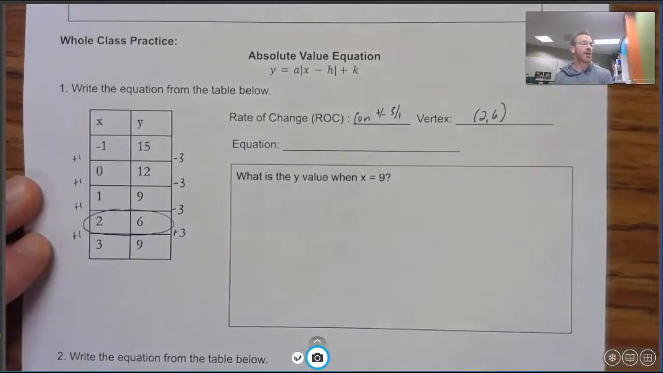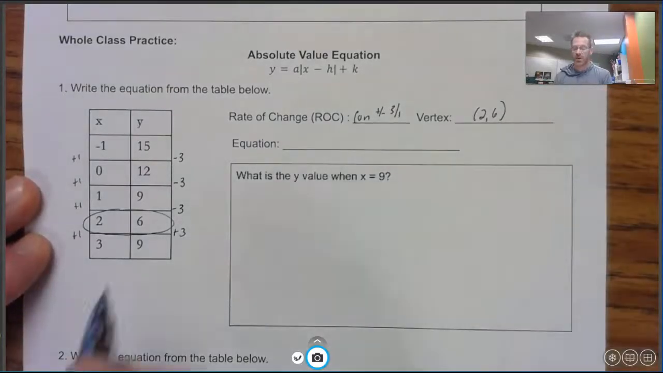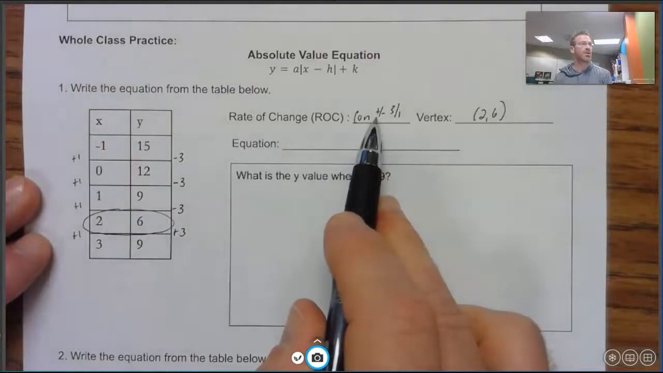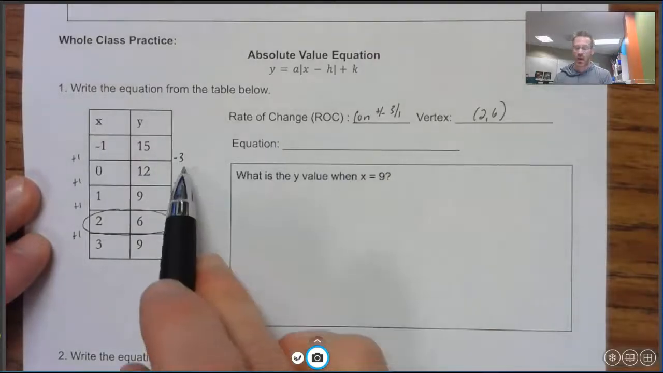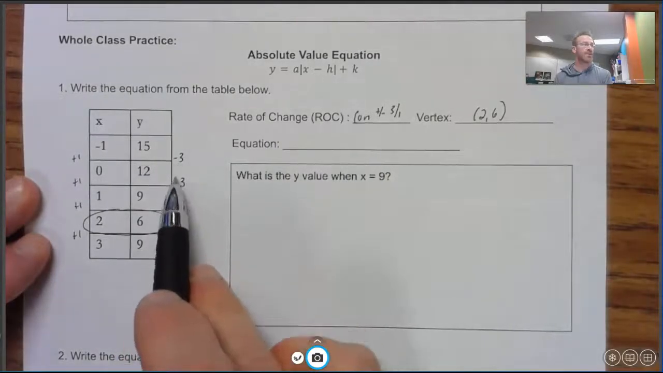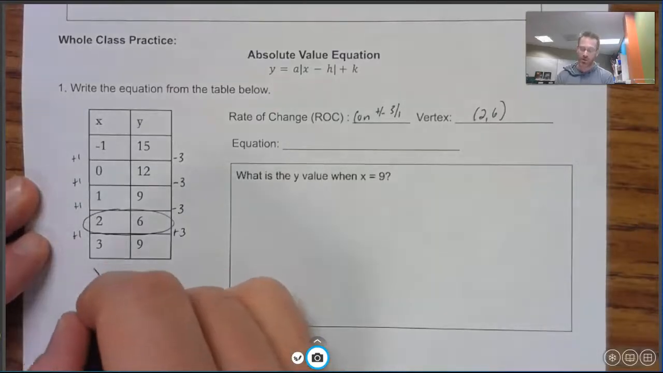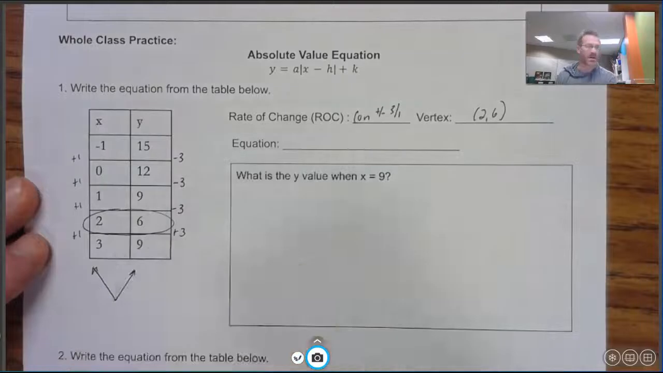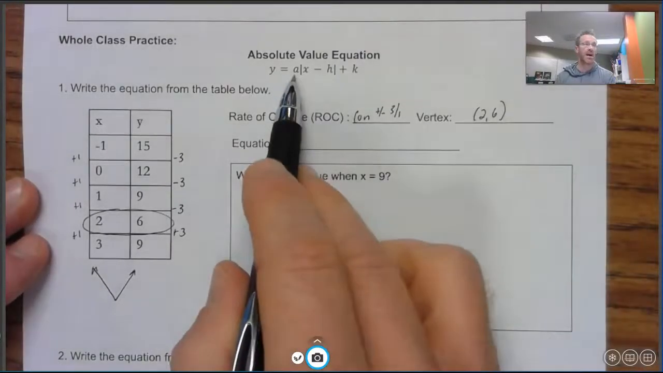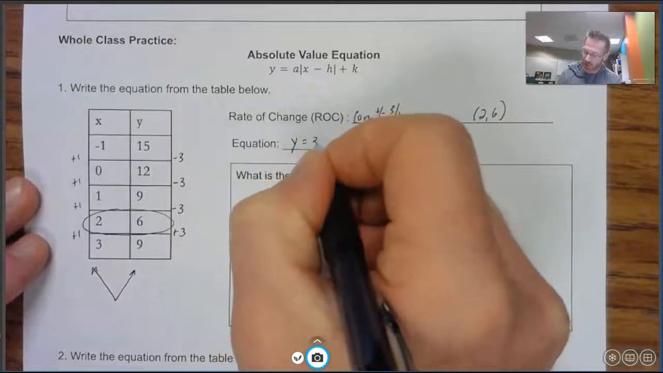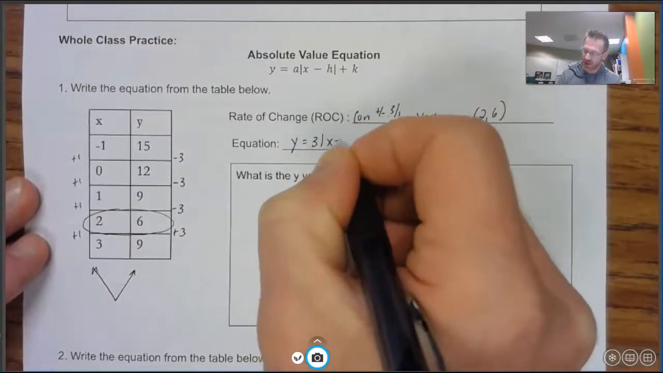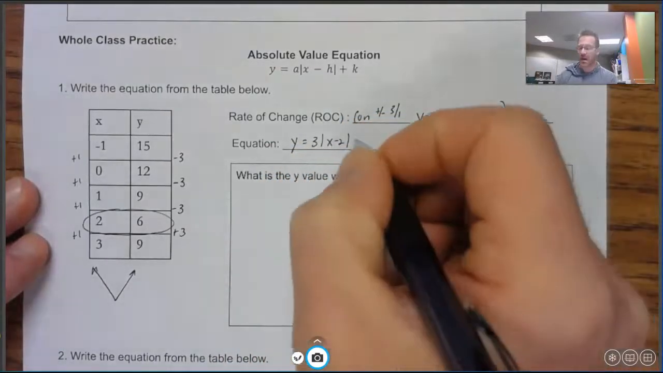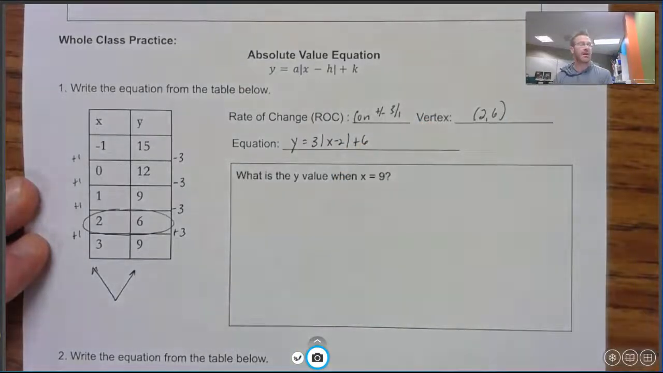So I've almost got this problem beat. Now, the issue is I have two rates of change. Which one do I want to use? Let's go back and think about sketching my graph. I have a negative rate of change, which means my graph is going down until I hit my turning point, and then it goes back up. So if I sketch that, I can see that my absolute value opens up. That tells me my A value has to be positive. So my equation would be 3 times the absolute value of x minus 2, plus 6. If you write 3 over 1, that's always good as well.